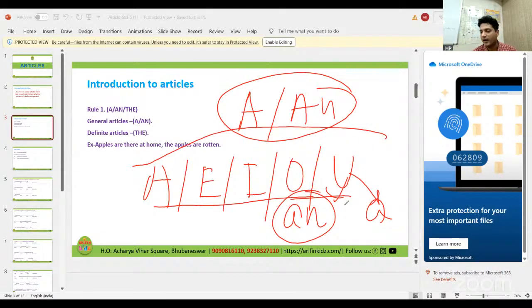I'll explain it again. If the pronunciation, not the spelling, starts with any of the vowels, it will take an. Otherwise, it will take a. Okay, so I'll give you an example.